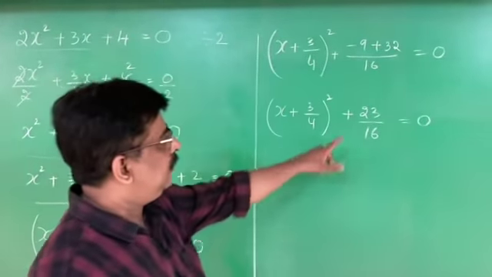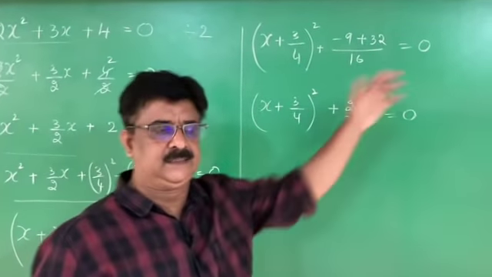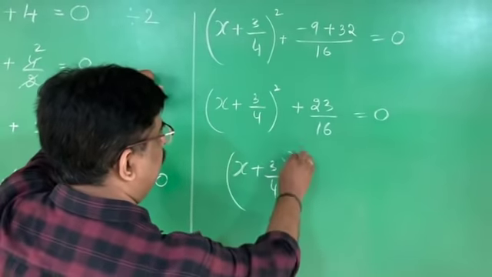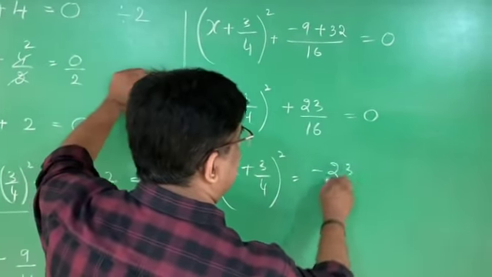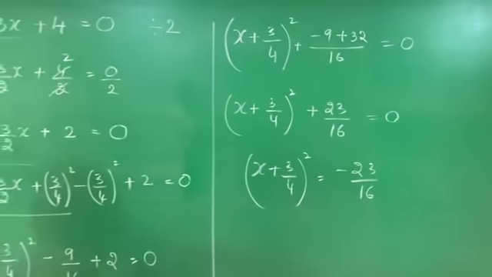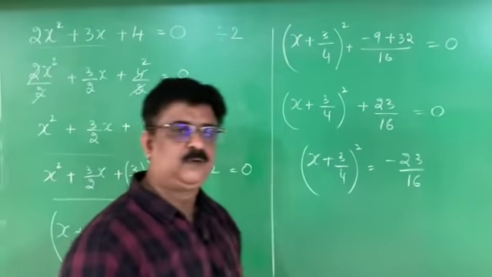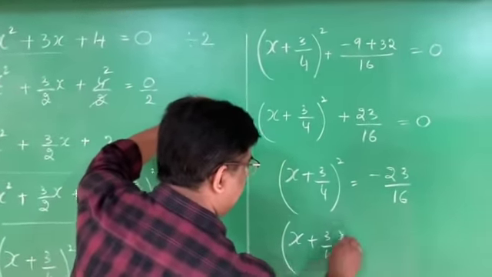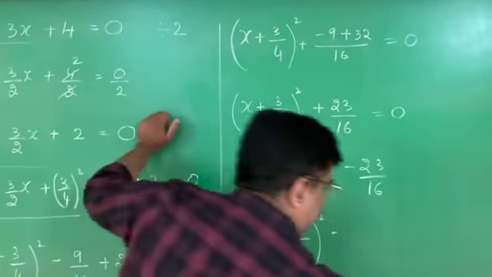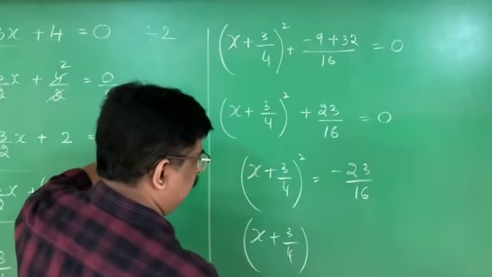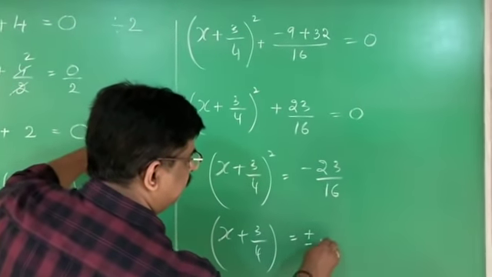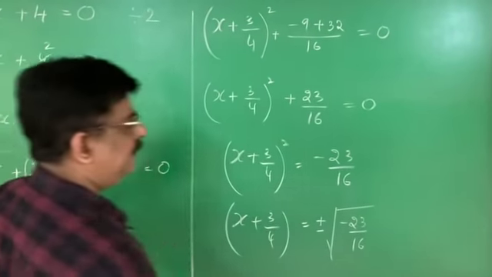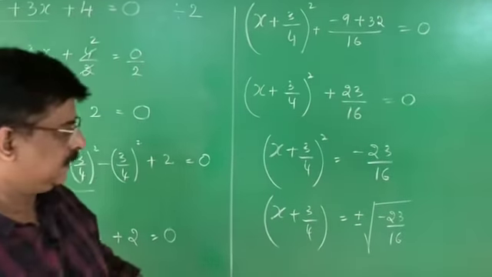The next step is plus 23 by 16, you have to transfer to that side. Then again x plus 3 by 4 whole square is equal to minus 23 by 16. Plus 23 by 16 is transferred to that side. Then it becomes x plus 3 by 4 whole square. I remove the square and you get the square root, of minus 23 by 16.